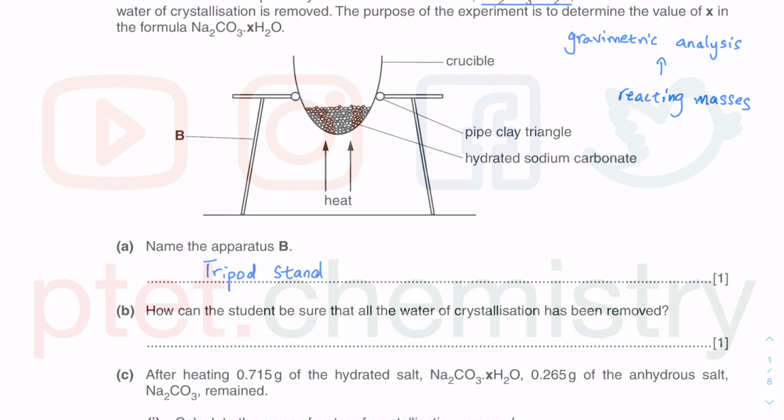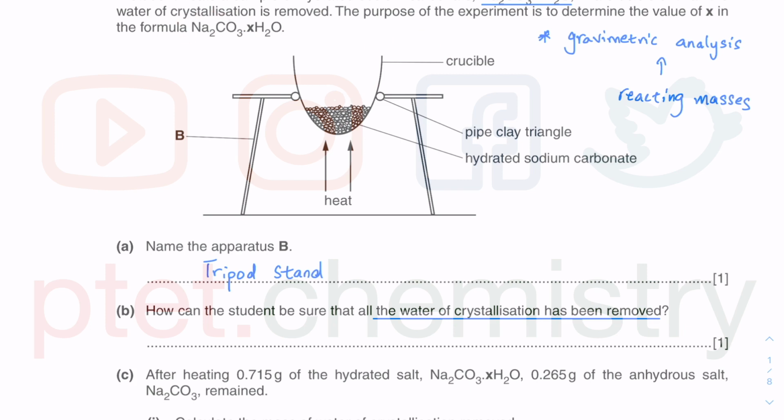How can the student be sure that all the water of crystallization has been removed? This is one of the biggest questions we ask in gravimetric analysis. How do we know when it's over? How do we know when it's done? When there's no further change in mass. Because you heat it, you remove the water of crystallization, then all you're left with is just the anhydrous sodium carbonate. How do you know that it's all just anhydrous sodium carbonate when there's no more water being removed? When the reaction is complete, how do you know?